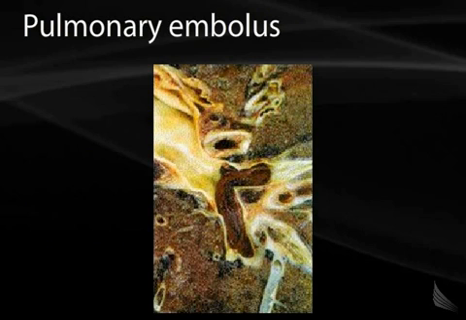In this gross path image, you can see a saddle embolus. This is the pulmonary artery. And this blood clot, which is dislodged from the leg, has wedged itself in the pulmonary artery. And as you can see, any lung downstream of this pulmonary artery embolus would not receive very much blood. This patient would most likely die from a blood clot such as this.